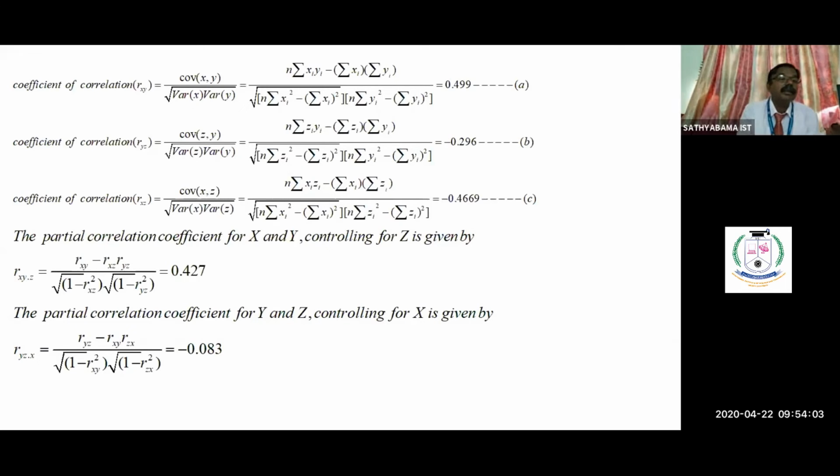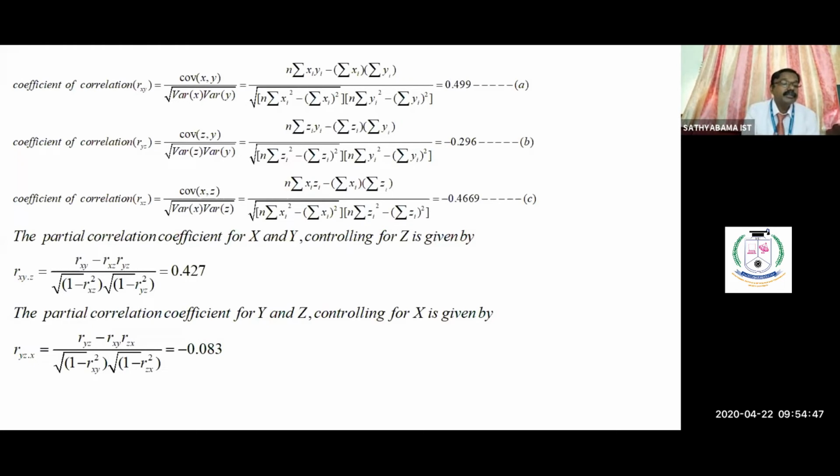But in the problem we are asked to find the partial correlation coefficient. Sometimes they may give the correlation coefficients and ask you to find the partial correlation. From this, you can find the partial correlation coefficient of x and y. By the definition, it is given by Rxy minus Rxz Ryz, divided by the square roots. The value is 0.427.